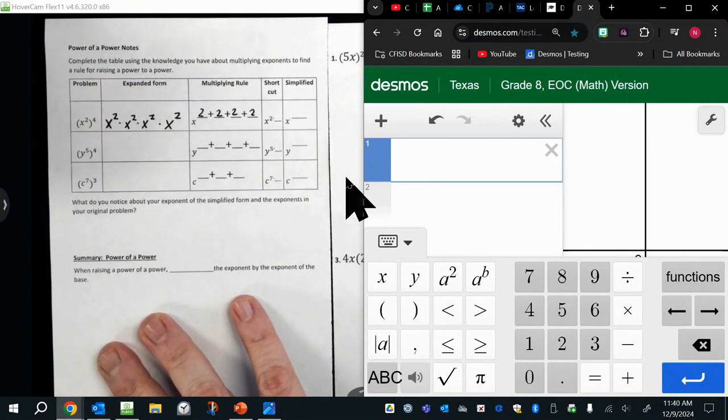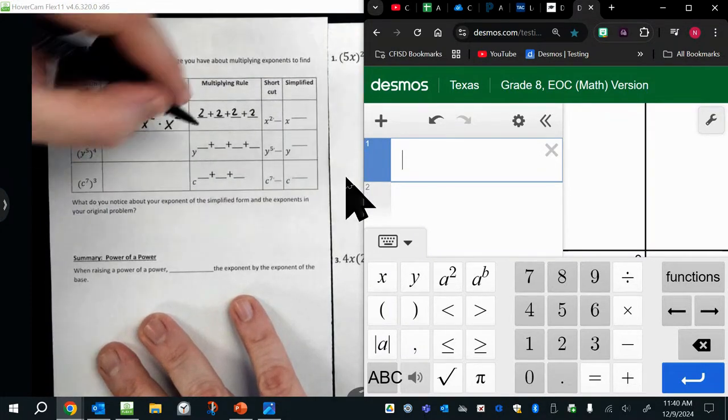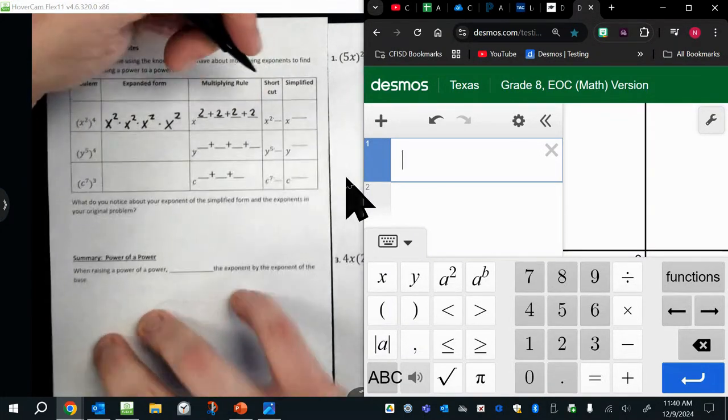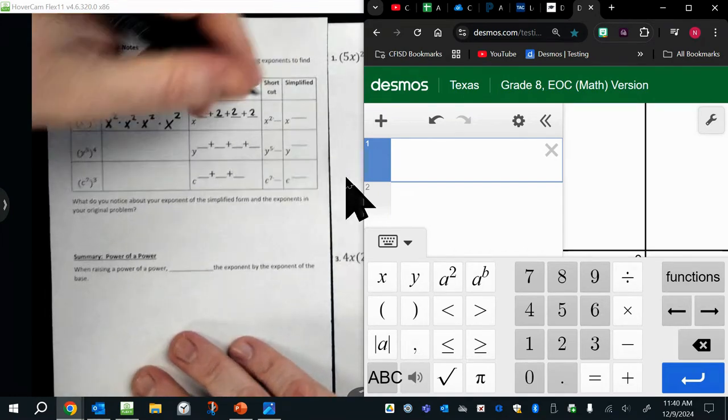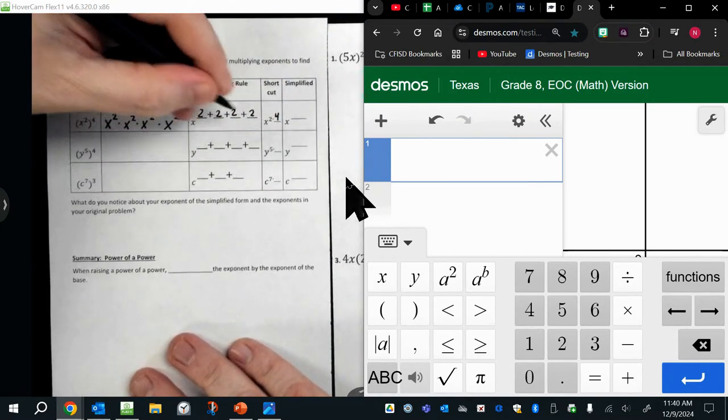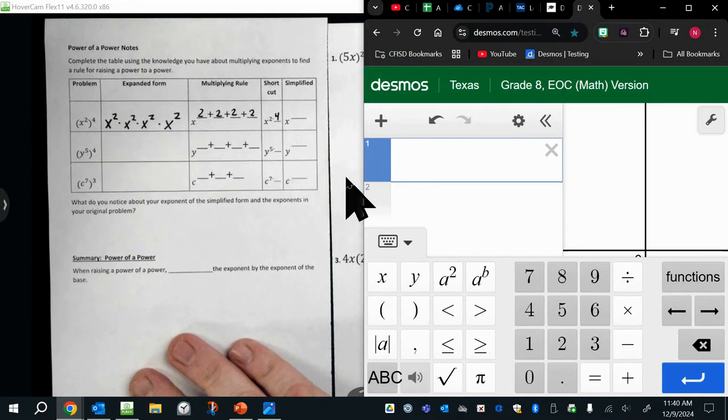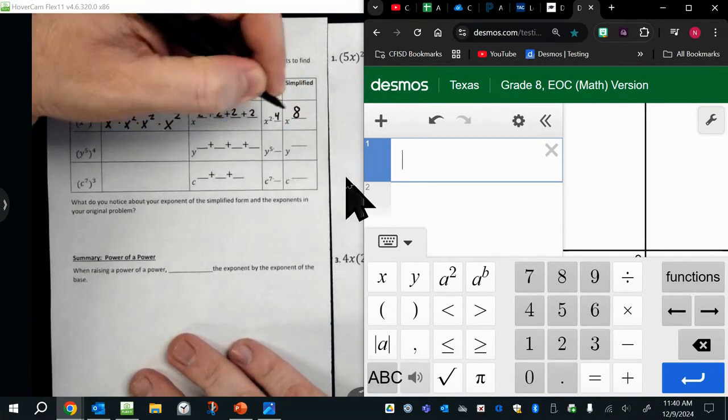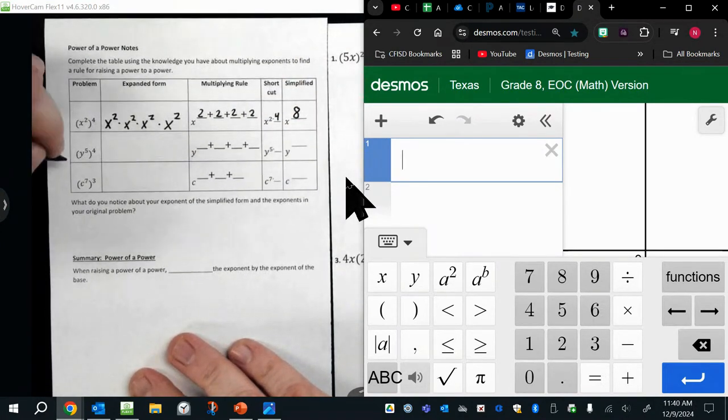And when we said if the base is the same, we add them over here. So if I got 2, 4, 6, 8, how many of them do I have total? Well, I have 4 of these, but when I multiply 2 times 4, that gives me 8. All right, let's take a look at another one.